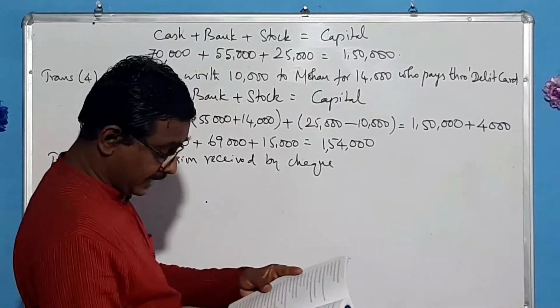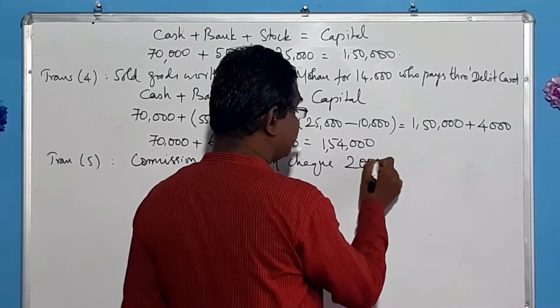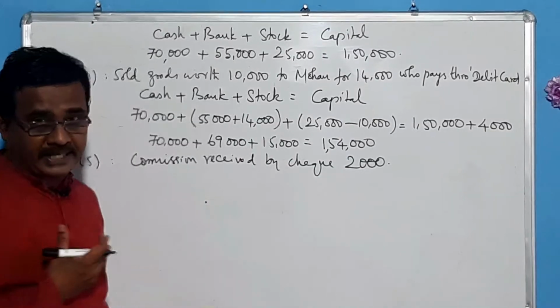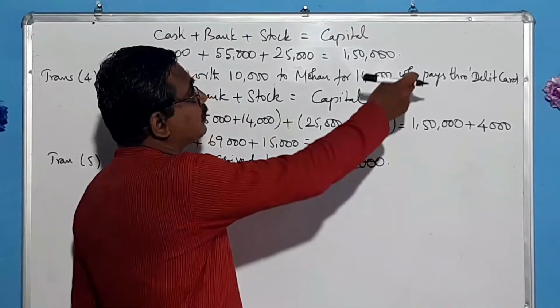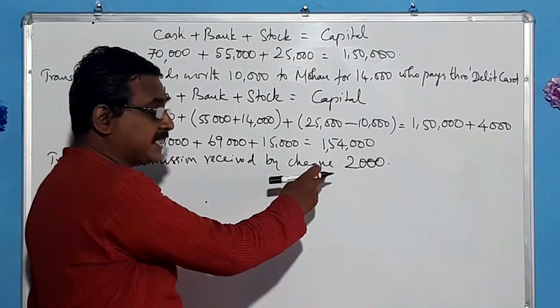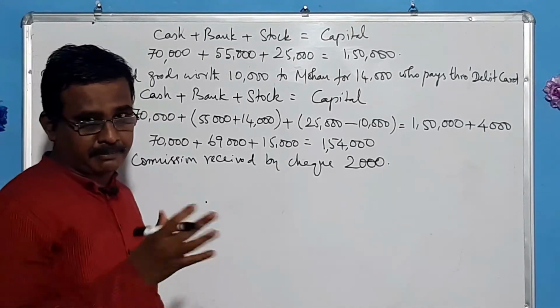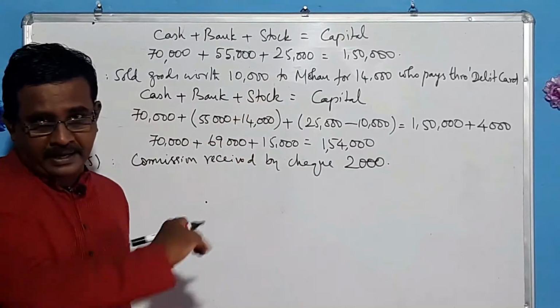Check, 2,000. It means commission received is an income for us. So this amount should be added to the capital, and at the same time this has been given in the form of check and we have deposited the check in the bank. So this amount will be added to the bank.